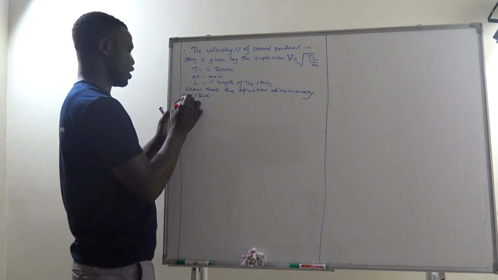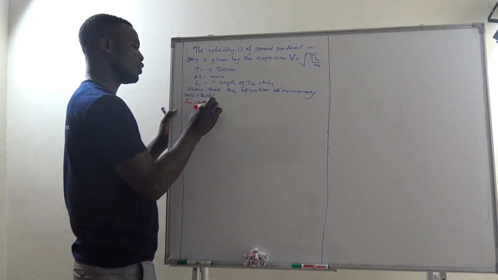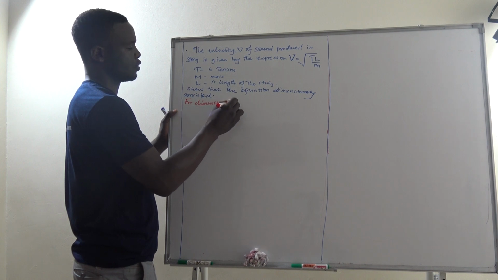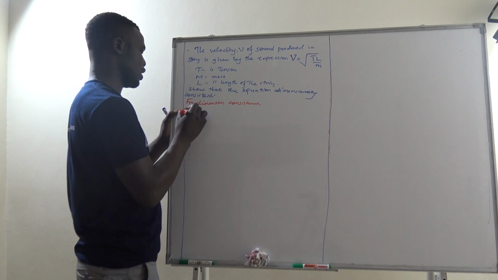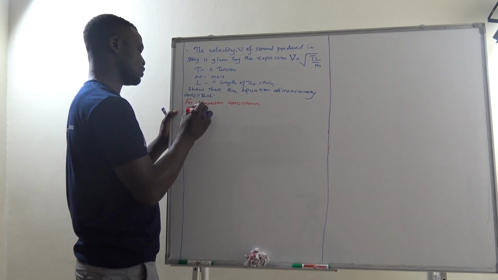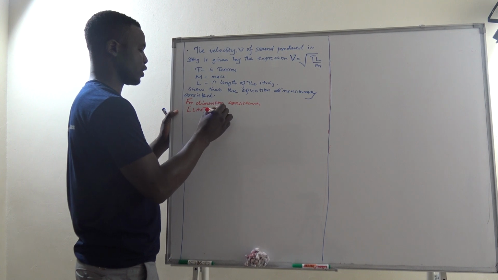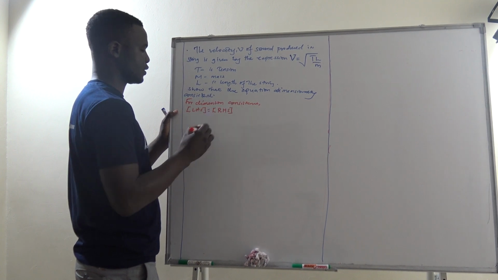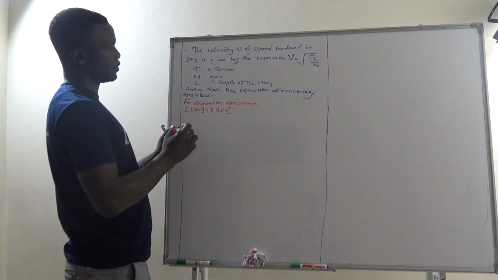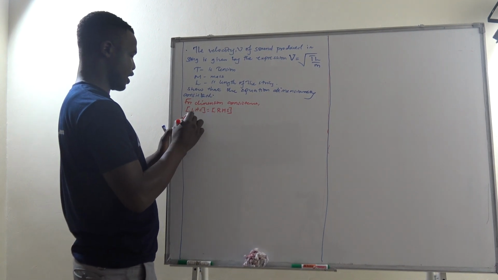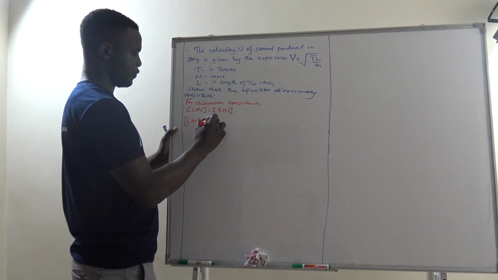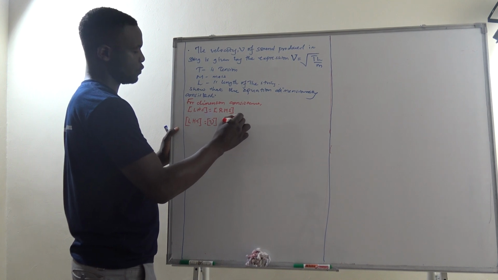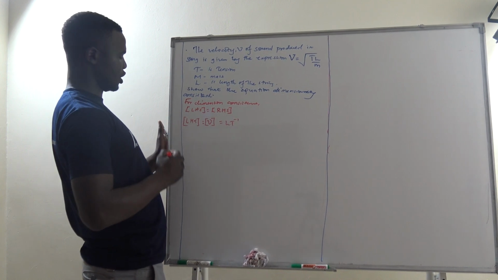Of course, we said that for dimensional consistency, the dimensions on the left hand side should be equal to the dimensions on the right hand side. So let's look at our dimensions on the left hand side. We have v. What are the dimensions of v? We know that the dimensions of v are L per T.